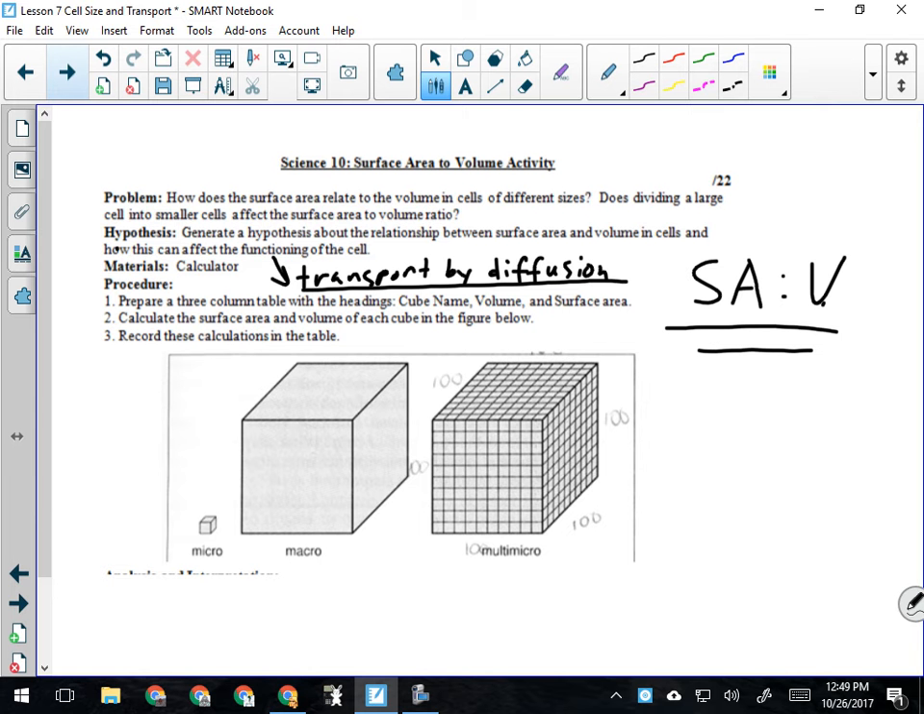It's already on yours. We need to generate a hypothesis about the relationship between surface area and volume in cells and how that can affect the functioning of the cell. Well, the functioning of the cell is this in particular. So the if part of our hypothesis should talk about cells transporting things internally by diffusion. Like, if cells do that. Is that a big juicy hint?